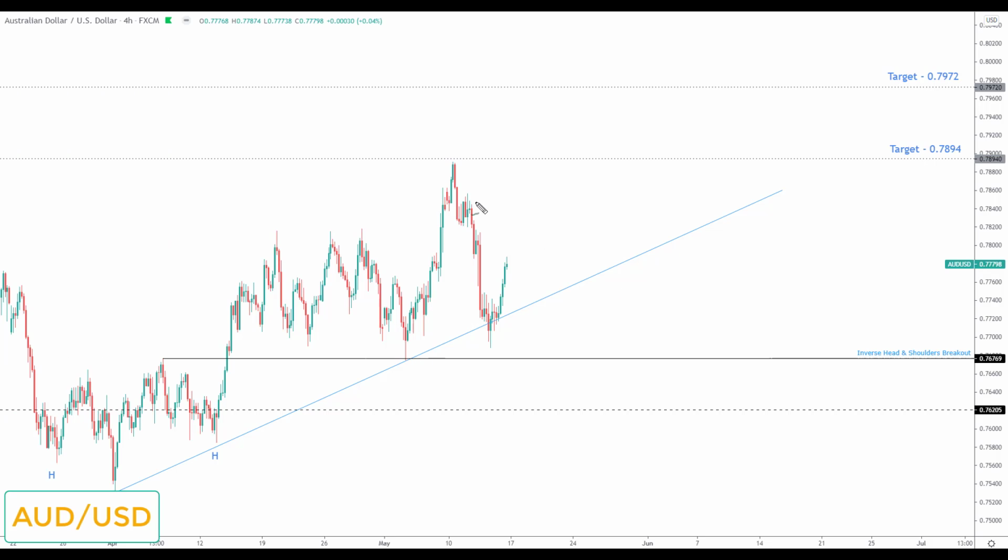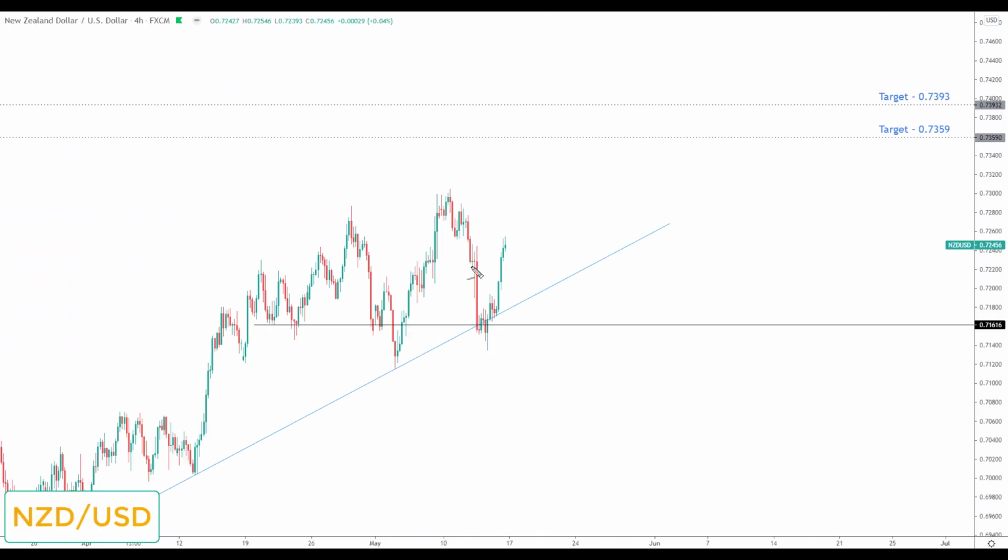Aussie dollar. Last week I was looking for a pullback towards the trend line, and we did come back and we bounced from the trend line here. You can see we failed to break the previous low. This is bullish, and going into this week, especially if we start to see further declines in the DXY, any correction would once again be viewed as an opportunity to look for bullish setups in this market up towards the next key area of resistance to the upside and the target set at the 0.7894.